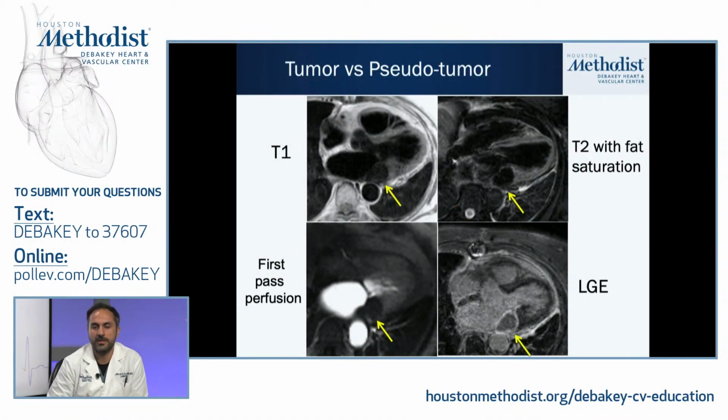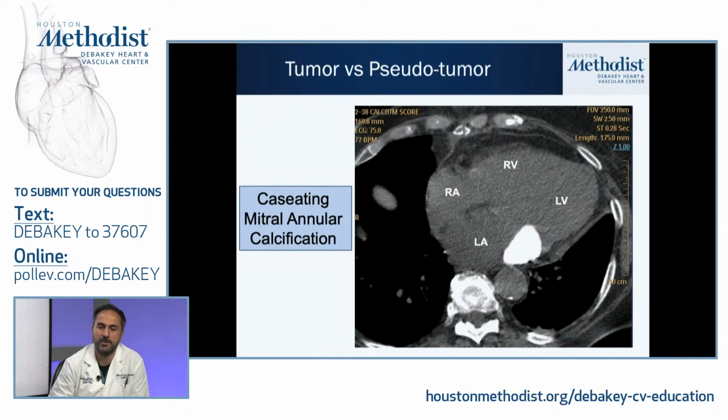And usually this structure is surrounded by fibrous tissue. That's why you have LGE in that area. It's not all pure calcium. And it was confirmed on a CT, also showing this dense calcification in that area.